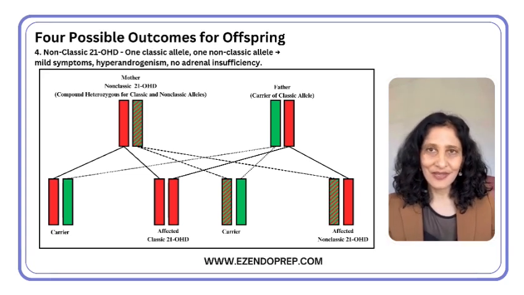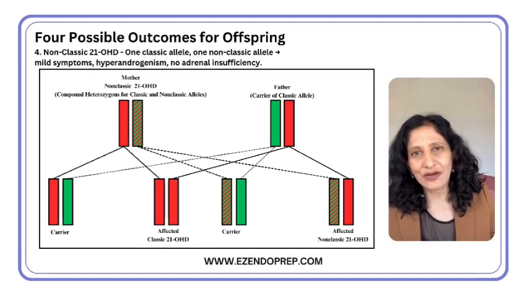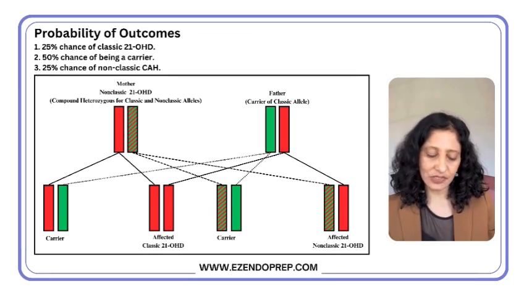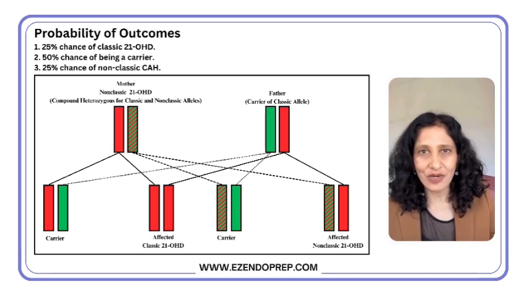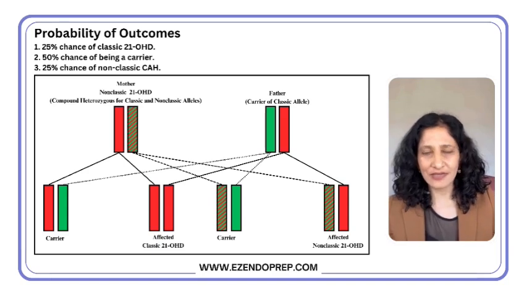asymptomatic. And then the fourth option on the very right, if the child gets one classic allele and one non-classic allele, they will have non-classic 21-hydroxylase deficiency, milder symptoms, hyperandrogenism, no adrenal insufficiency. Now, if you look at the outcomes, you'll see 25% chance of being affected with classic 21-hydroxylase deficiency, 50% chance for being a carrier, and 25% chance of having non-classic CAH.